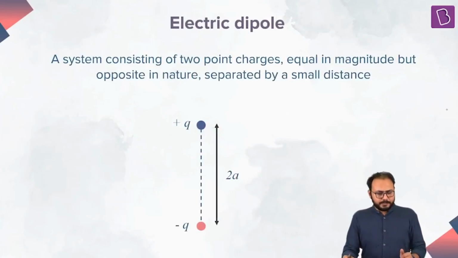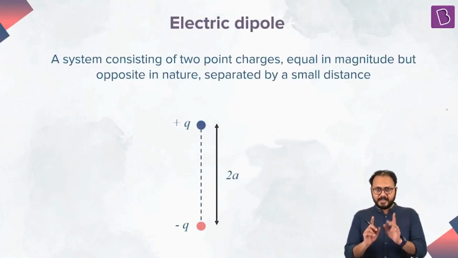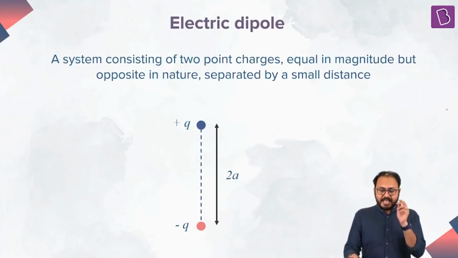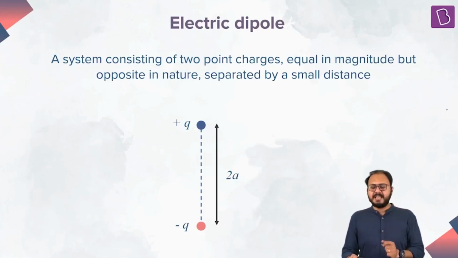What is electric dipole? A system consisting of 2 point charges. I will fine-tune this definition later, but for now, understand that for now, this definition is correct. A system consisting of 2 point charges, equal in magnitude but opposite in nature, separated by a small distance.